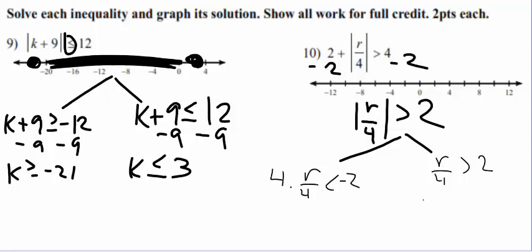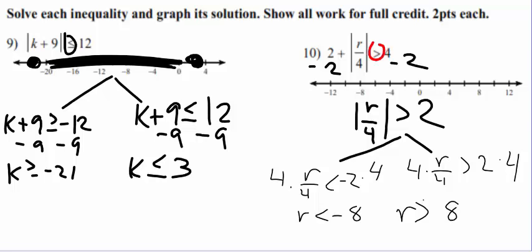So I multiply both sides by 4. And I get r is less than negative 8. Multiply both sides by 4 on this one as well. And I get r is greater than 8. So notice this one is greater than. So that means the answer shoots outward. So we put an open circle at negative 8 and an open circle at 8. And since it's a greater than problem, we shade it shooting outward.